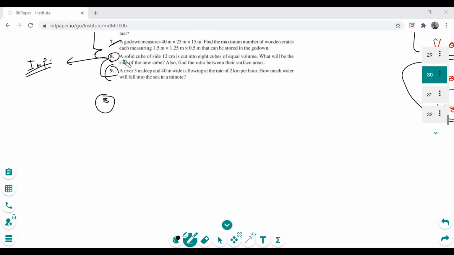A solid cube of side 12 centimeters is cut into 8 cubes of equal volume. What will be the side of the new cube? Also find the ratio between their surface areas.